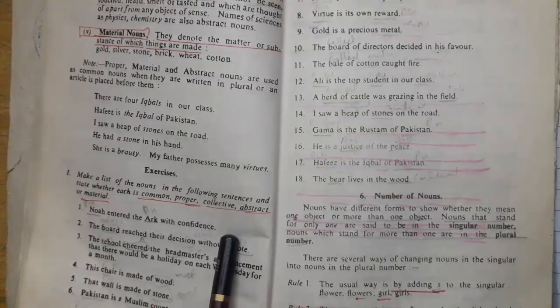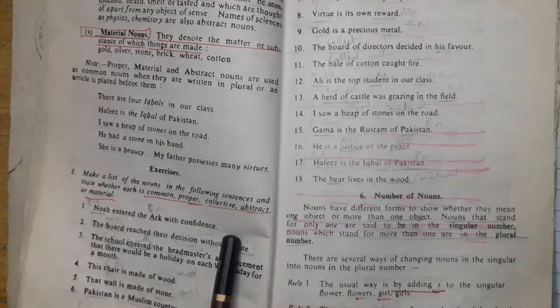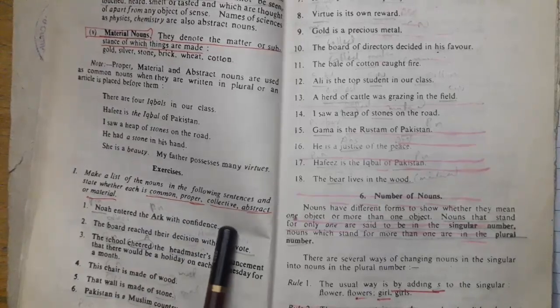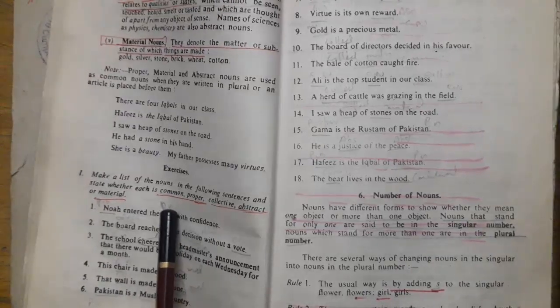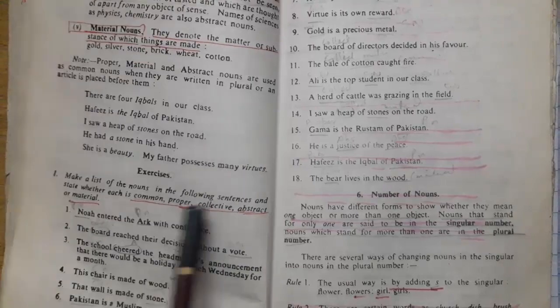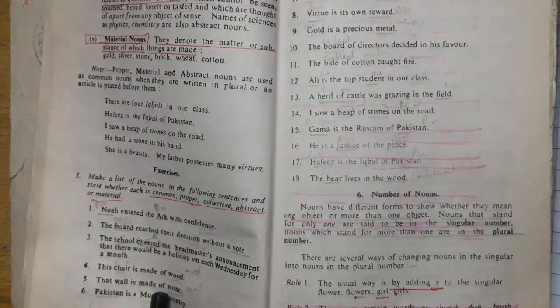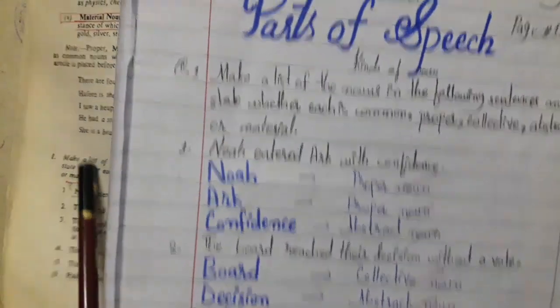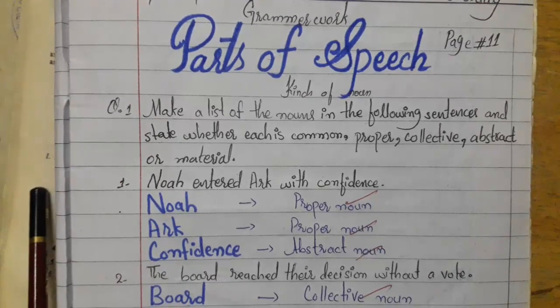Here, make a list of the nouns in the following sentences and state whether each is common, proper, collective, abstract, or material noun. We have to mention all these kinds of nouns in these sentences. So I'm going to show how you will have to do this work in your copies. Open your copies and write the name of the topic and the exercise, doing like this. Classwork, parts of speech and the kinds of noun.